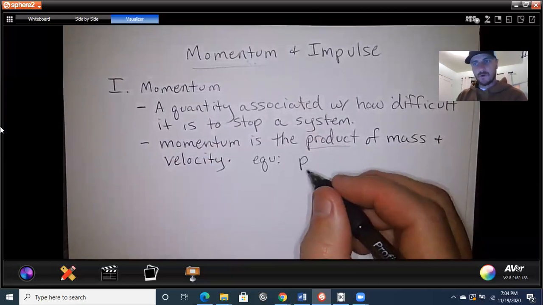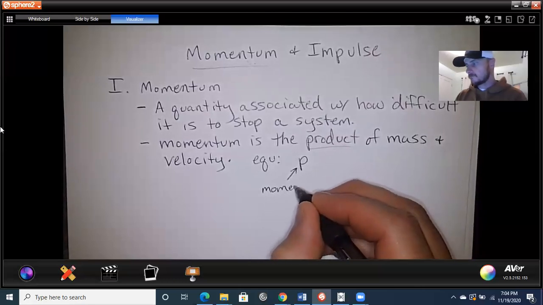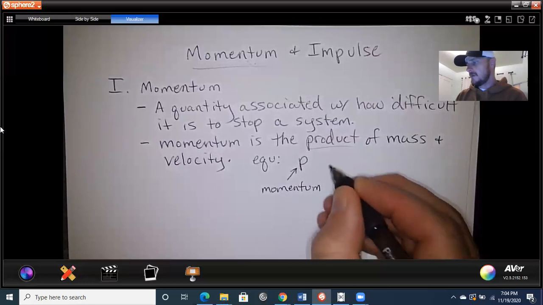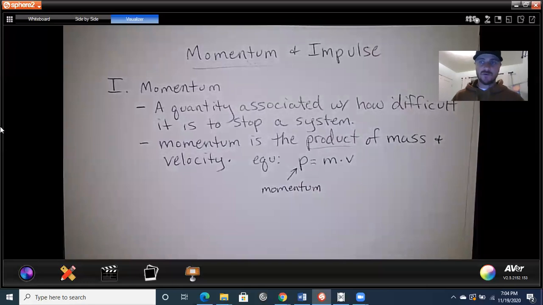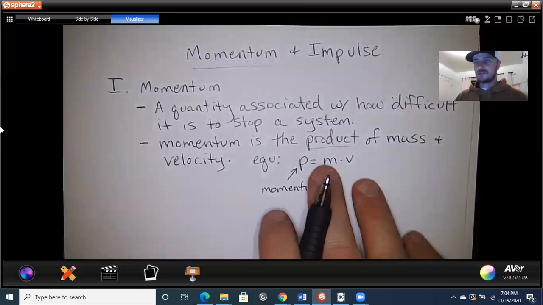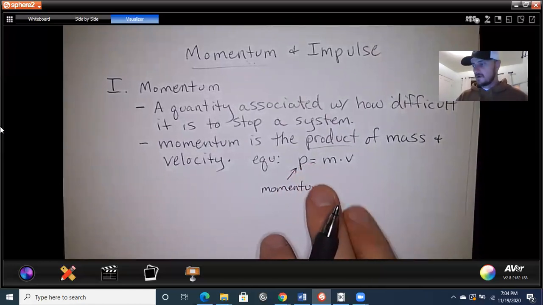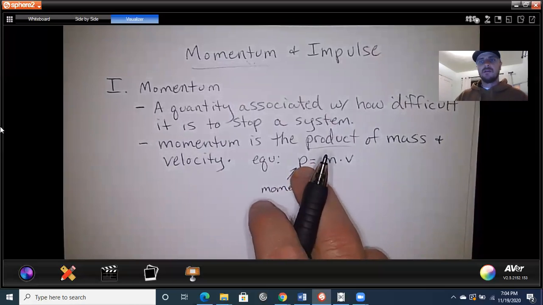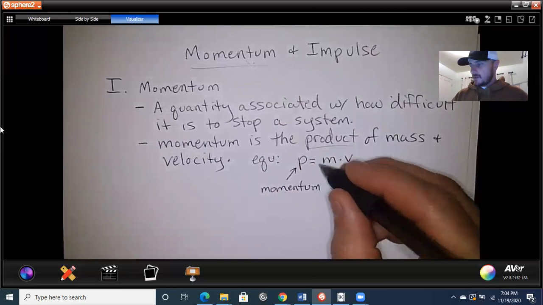P, lowercase p, is momentum. And momentum is equal to mass times velocity. It's that simple. All right. Just like net force is equal to mass times acceleration, a very simple equation. This one is a very simple equation also. P, momentum, is equal to these two things, multiplied. I think you know that's mass and velocity.